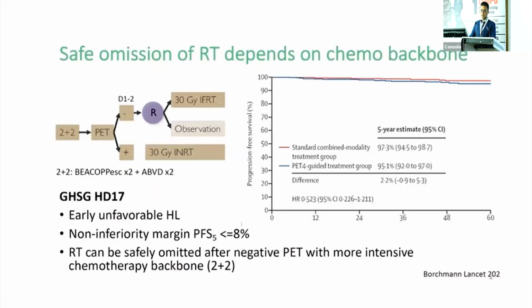Going to the hybrid-based chemotherapy with 2 cycles of ABVD and 2 cycles of BEACOPP, can we omit radiation? The answer came from the German Hodgkin Lymphoma Study Group HD17 trial. The answer was yes: progression-free survival was similar between both arms and it reached statistical significance. So for ABVD chemotherapy in early unfavorable disease, RT cannot be safely omitted. With escalated BEACOPP or a hybrid approach, RT can be safely omitted in early unfavorable disease.